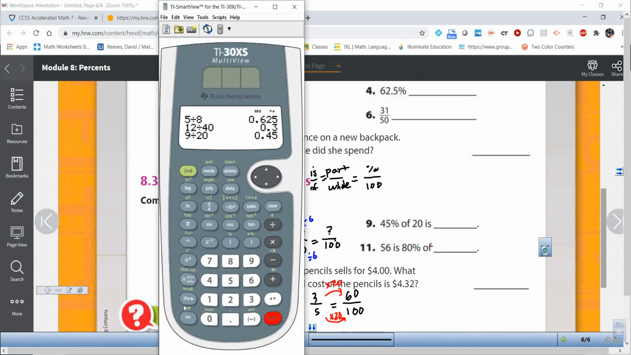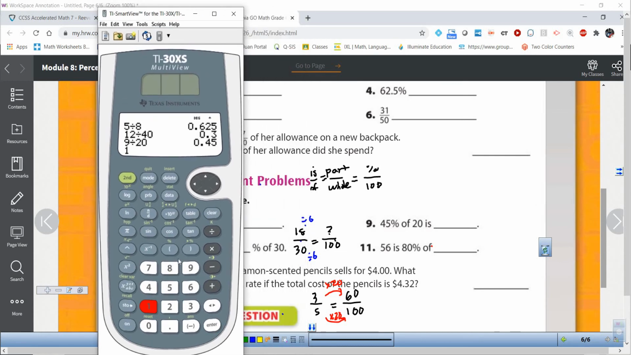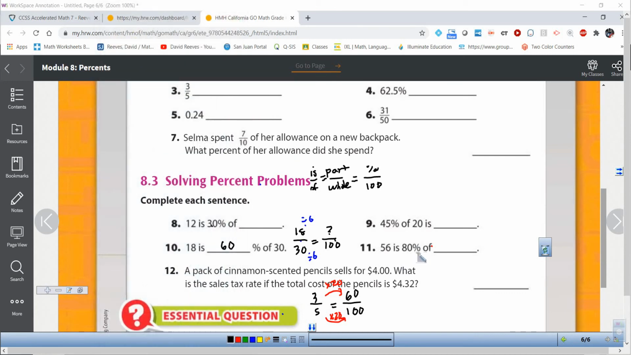And again, if I went to my handy dandy calculator and did 18 divided by 30, what do I get? 18 divided by 30 is 0.6, which is 60%. All right? All right, one last one here. 56 is 80% of what?